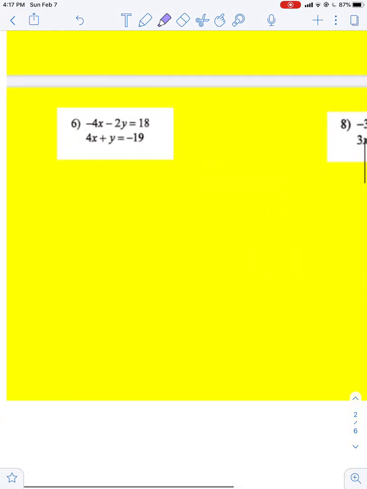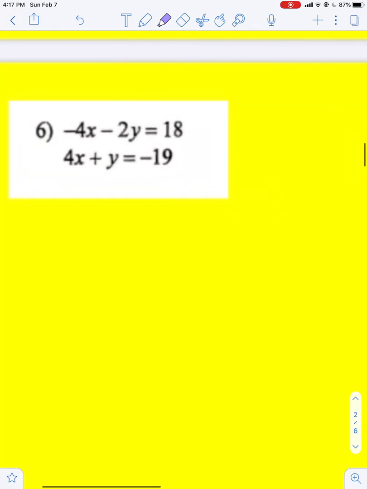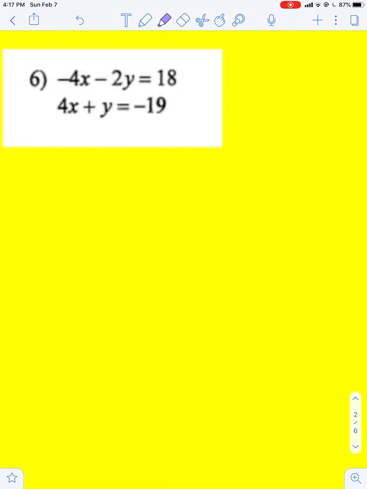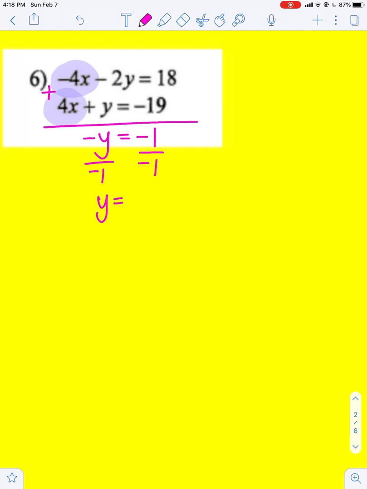Okay, we're going to do 2 more. So looking right here, I already see that negative 4x and positive 4x are opposites. So we're going to add these equations together. So negative 2y plus positive y gives me negative y. And then 18 plus negative 19 gives me negative 1. So we're going to divide both sides by negative 1. And that's going to give me y is equal to 1.